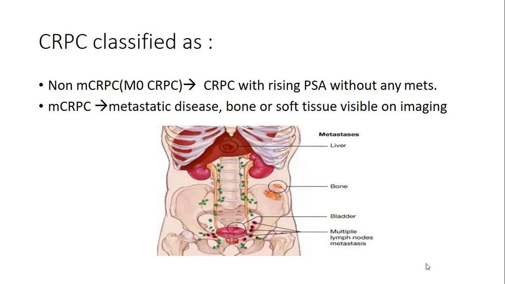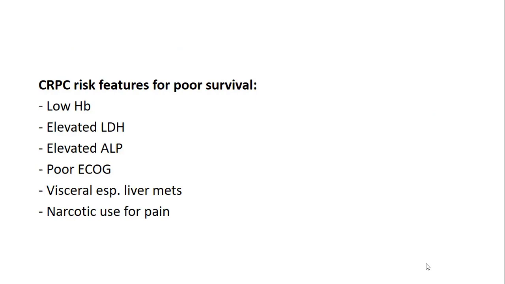So these are the mechanisms. Now coming to the classification, we can classify castration-resistant cancer into metastatic and non-metastatic. Non-metastatic CRPC are with rising PSA without any mets, and MCRPC is metastatic disease, bone or soft tissue visible on imaging. Risk factors for poor survival in CRPC are low HB, elevated LDH, elevated alkaline phosphatase, poor ECOG status, visceral, especially liver mets, and narcotic use for pain.